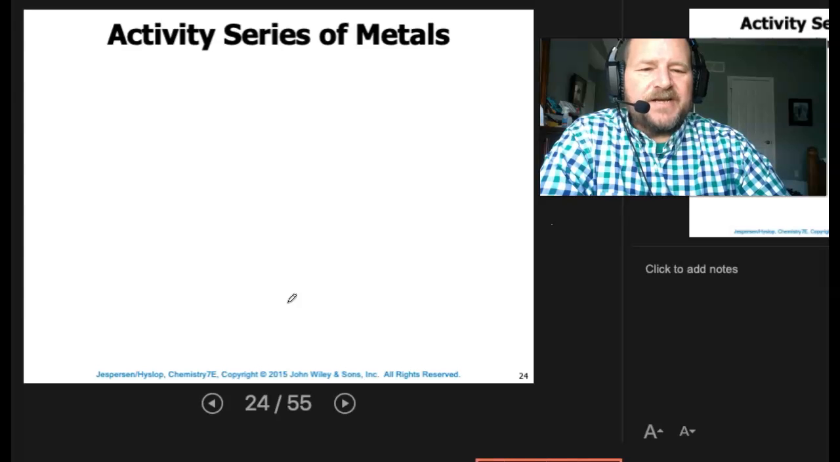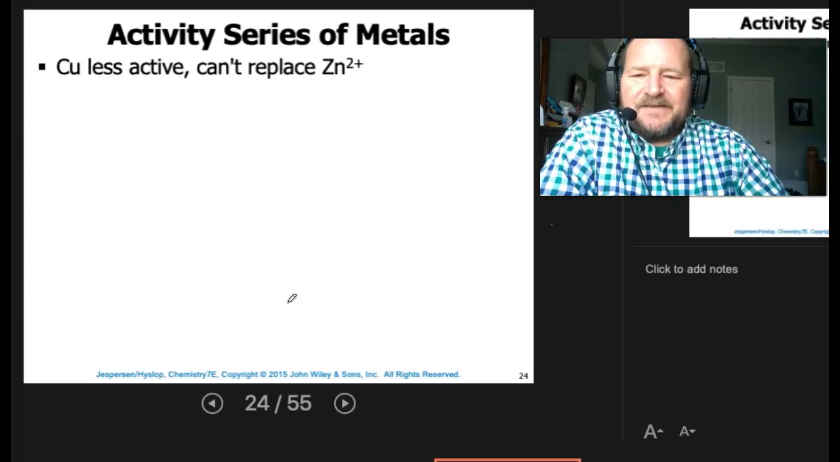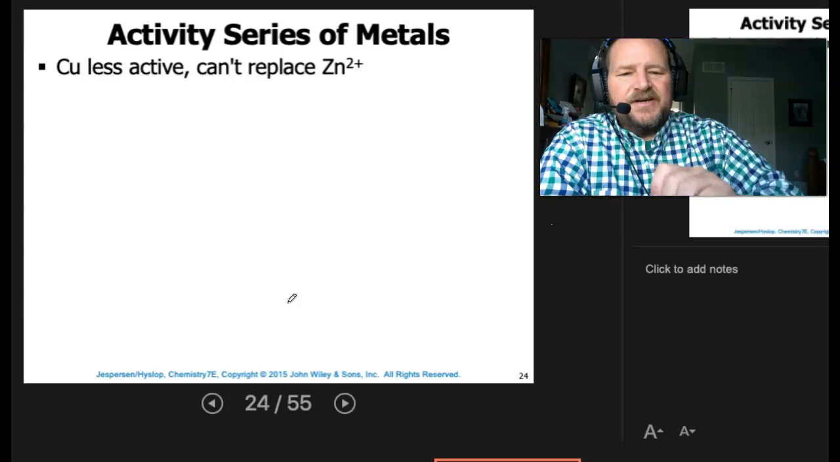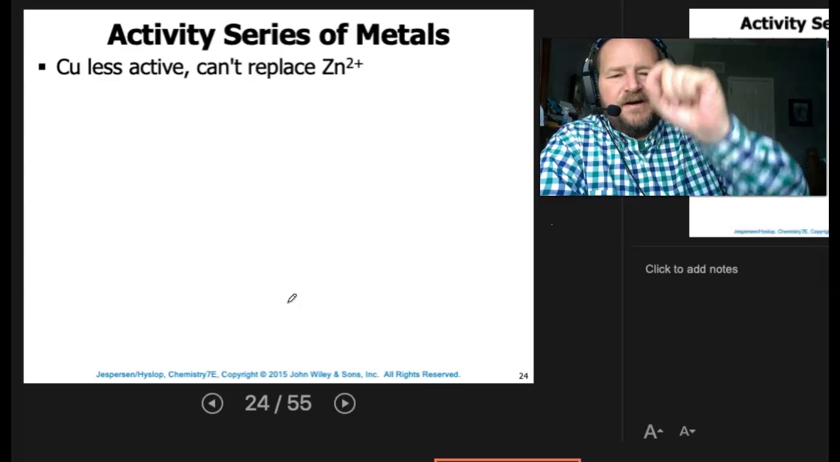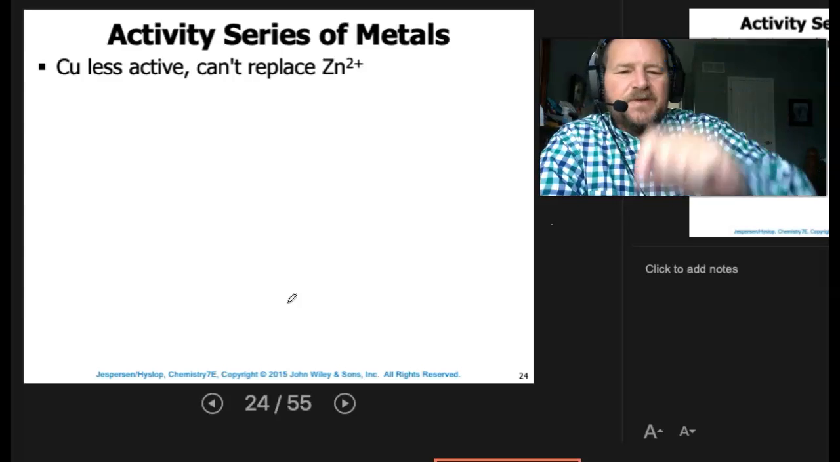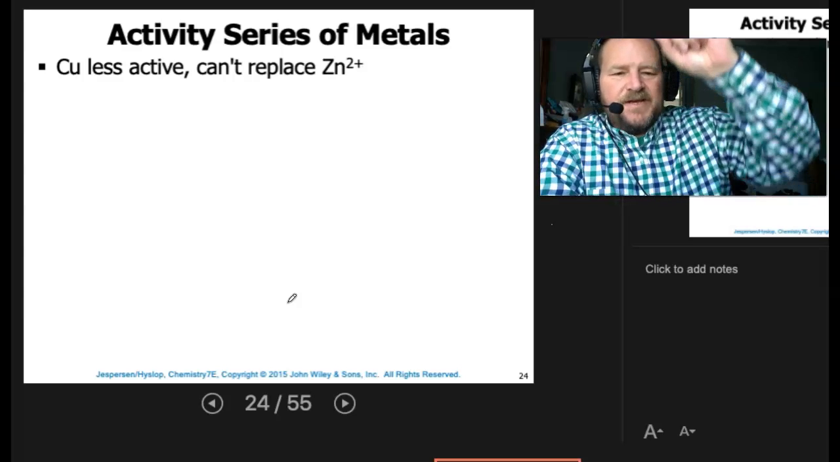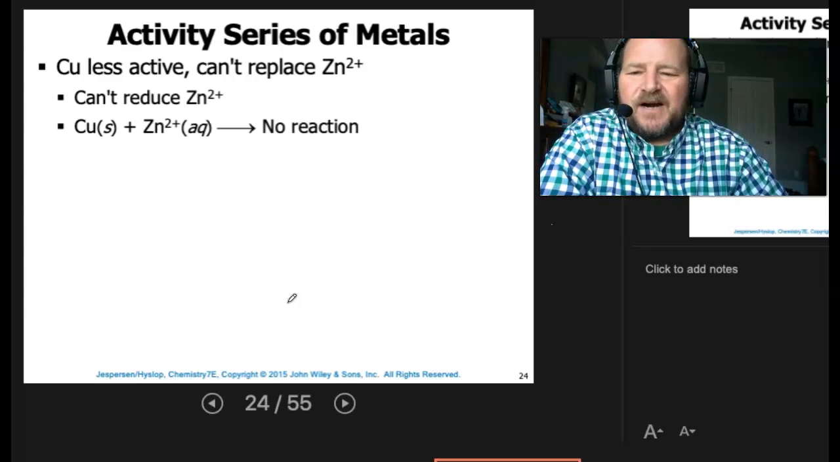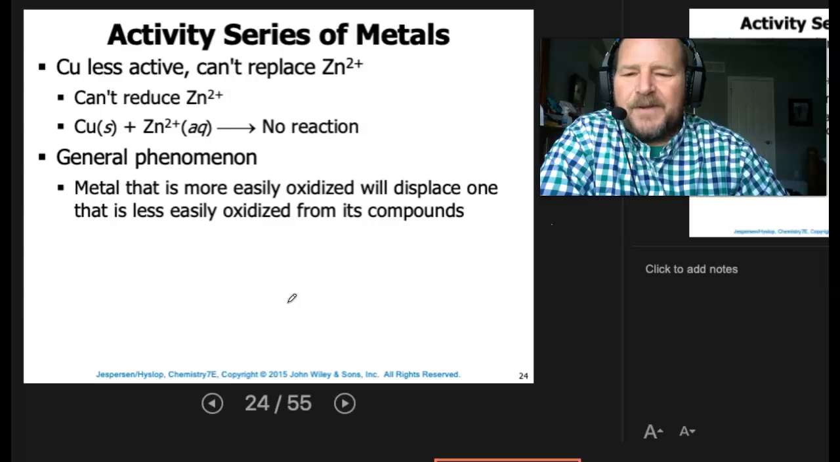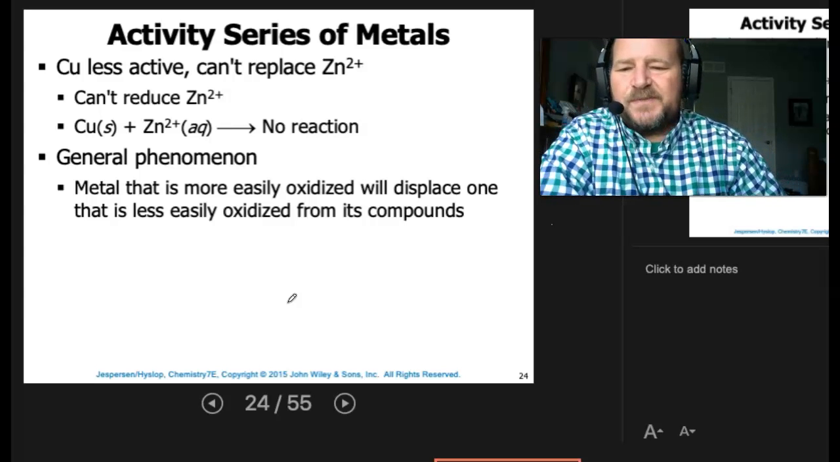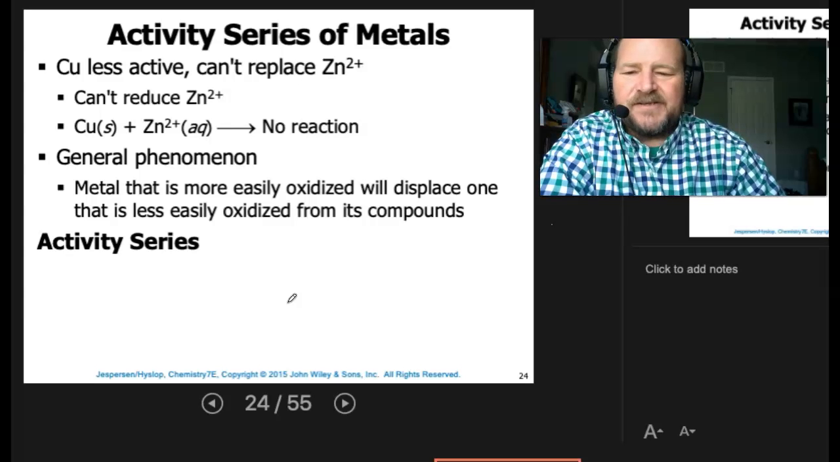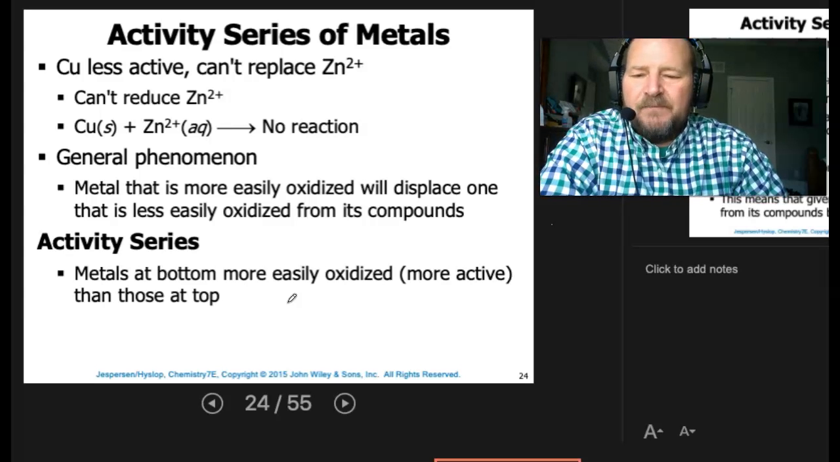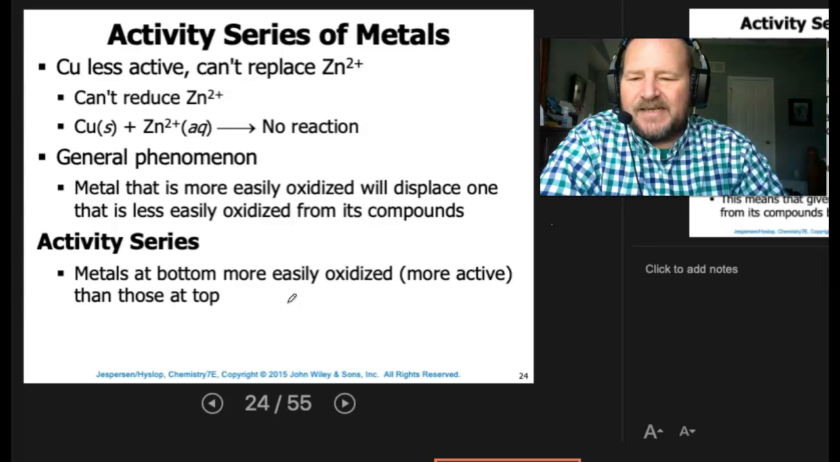And again, we could actually predict this based upon the activity series of metals. So Cu we know is going to be less active and can't replace the zinc. If we're looking at our series, typically we'll have zinc above copper. The things that are above can replace anything that's below it, but it can't replace anything above it. So we can't reduce the Zn2+, which means copper solid plus Zn2+ would lead to no reaction. Right? So it's a general phenomenon. A metal that is more easily oxidized will displace one that is less easily oxidized from its compounds. And again, this is the activity series. Metals at the bottom are more easily oxidized, more active than those at the top.